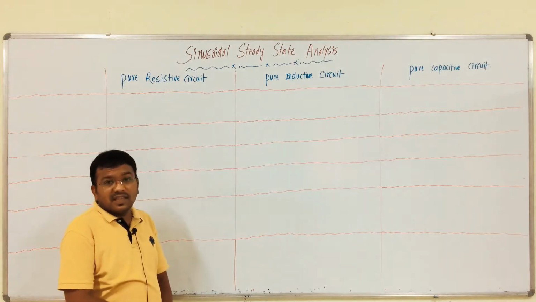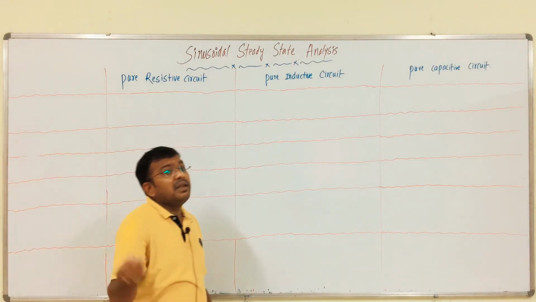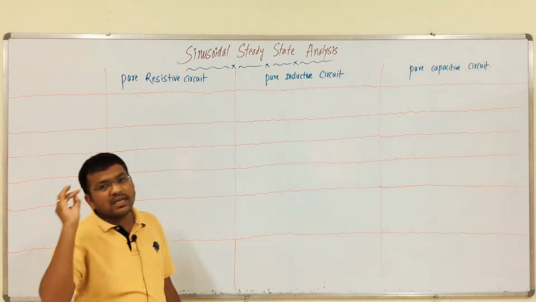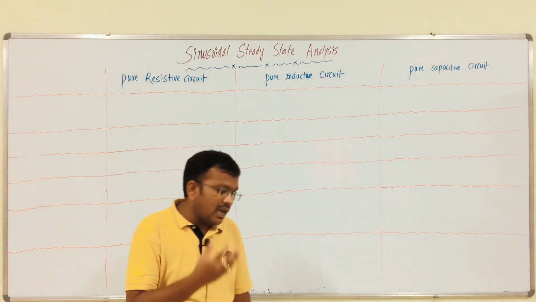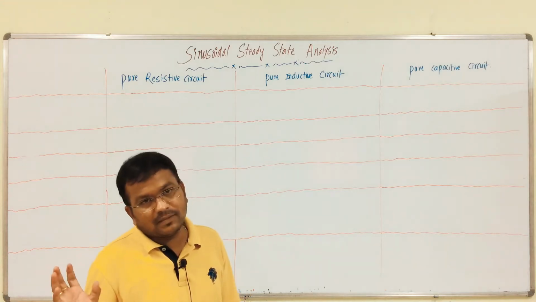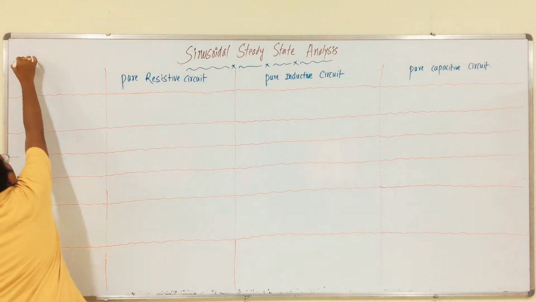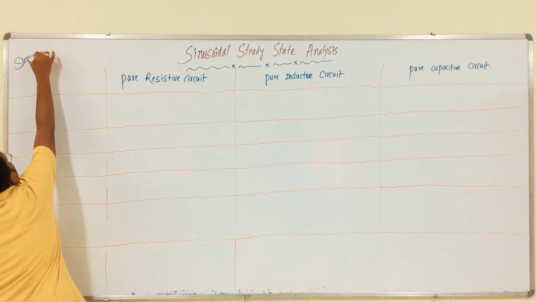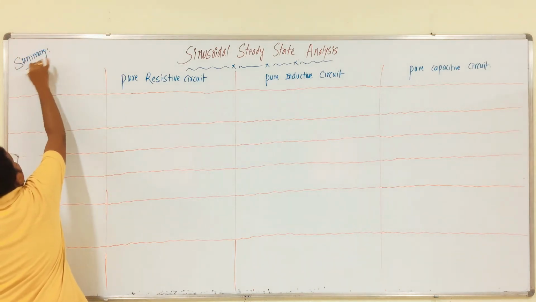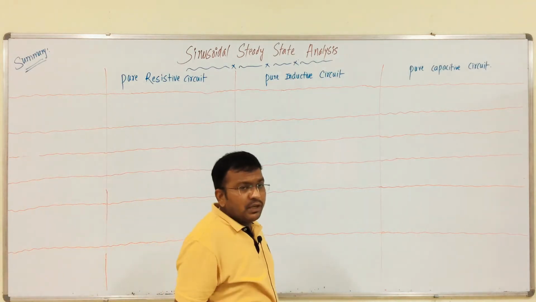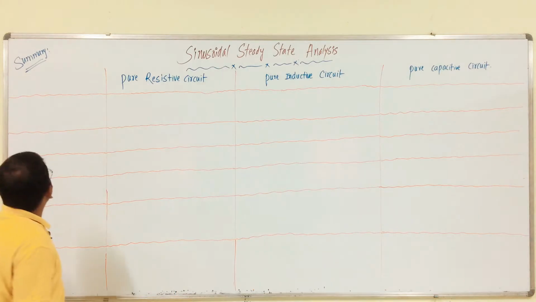Now we will summarize what we have done in previous lectures: pure resistive circuit, pure inductive circuit, pure capacitive circuit. This table will help you to solve the problems very easily. So, summary. Not only for this subject, for every subject you have to do some summary.